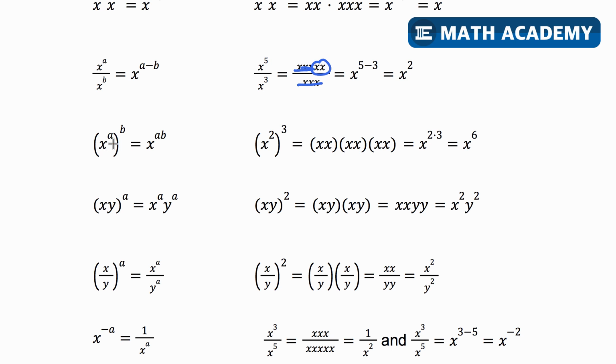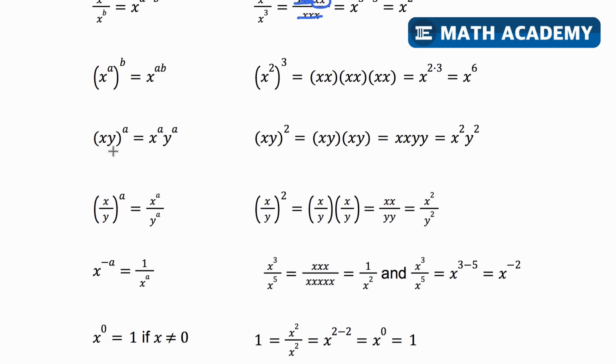The next rule is x to the a raised to the power of b. That equals x to the a times b. Here the example is x squared to the power of 3, which is going to be x times x, that's the x squared. Raising something to the power of 3 means we multiply it by itself 3 times. So there's 3 groups of 2 x's being multiplied by each other. 3 times 2 is 6. That's going to be the same as 2 times 3. So x to the 2 times 3 equals x to the power of 6. X to the a to the power of b equals x to the a times b.